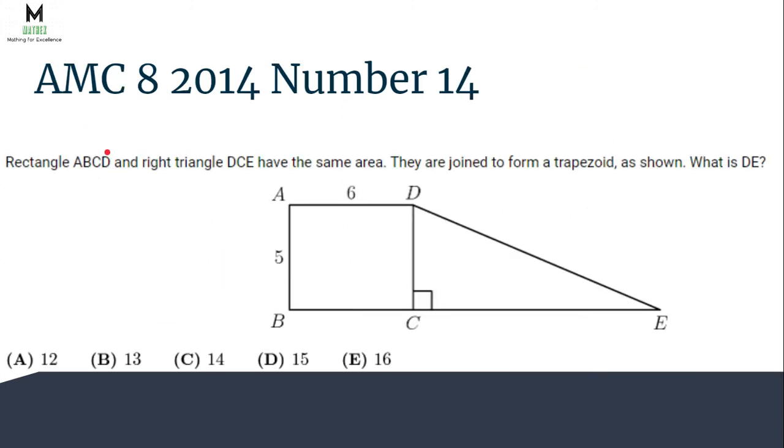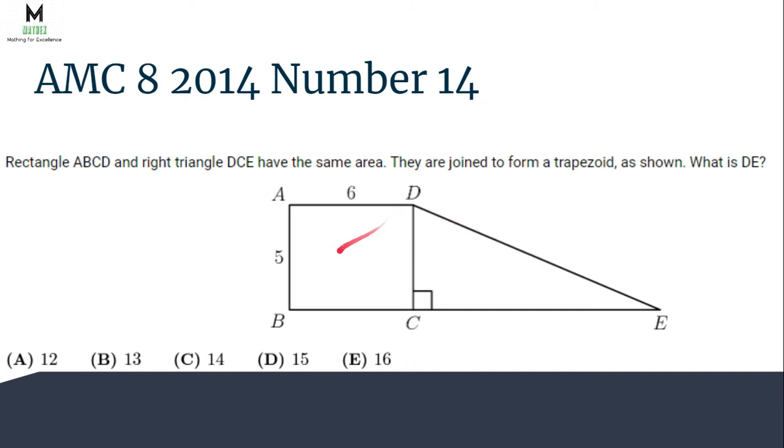So let's try an example problem. This example problem comes from number 14 from the AMC of 2014. And it says, rectangle ABCD and right triangle DCE have the same area. And these figures are joined to form a trapezoid, as shown. And then the question is asking us, what is DE? It tells us that this rectangle and this triangle both have the same area. So if we find out their common area, then maybe it'll help us find out the side lengths of the triangle.